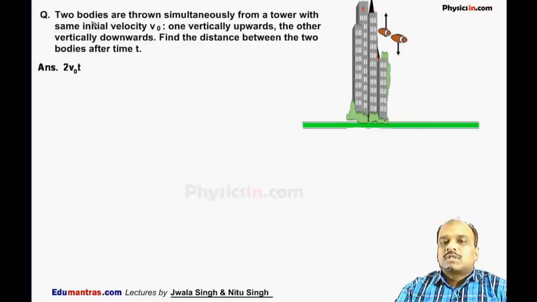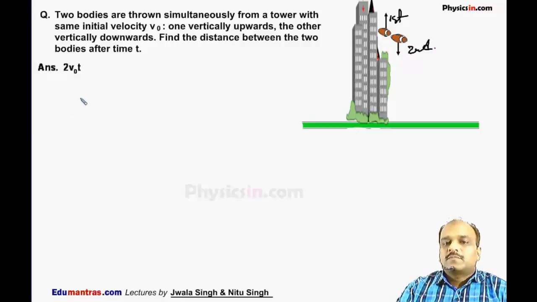Now the two balls are thrown simultaneously from a tower with same initial speed v naught, one vertically upward and the other downward. Find the distance between the two balls after t seconds. This is the first ball which is thrown upward, and this is the second ball which is thrown downward.